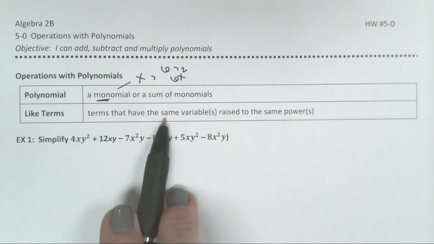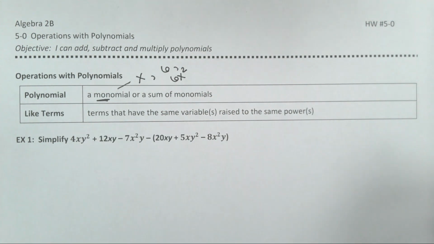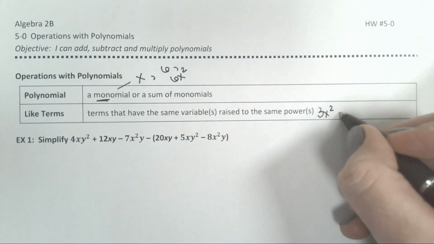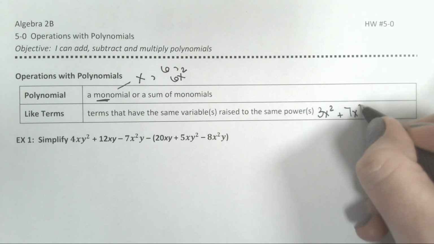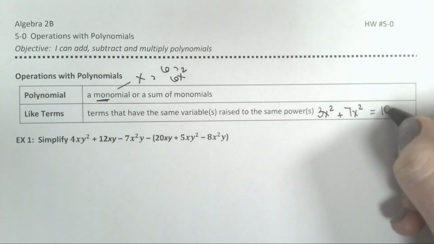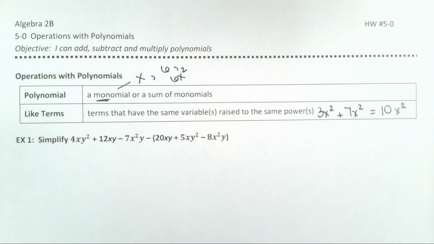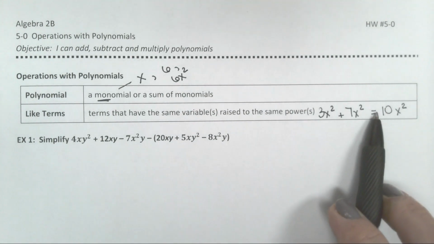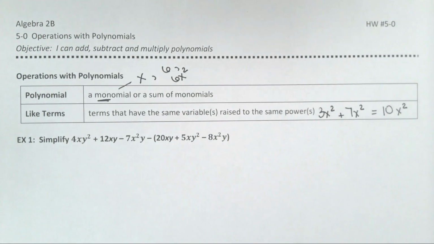Like terms, you have to remember, have the same variable and the same exponent. Like we could add 3x squared and 7x squared. And remember, you combine like terms by adding their coefficients, and then you just tag on the variable and its exponent. The variable and exponent never change. You just add the coefficients together.